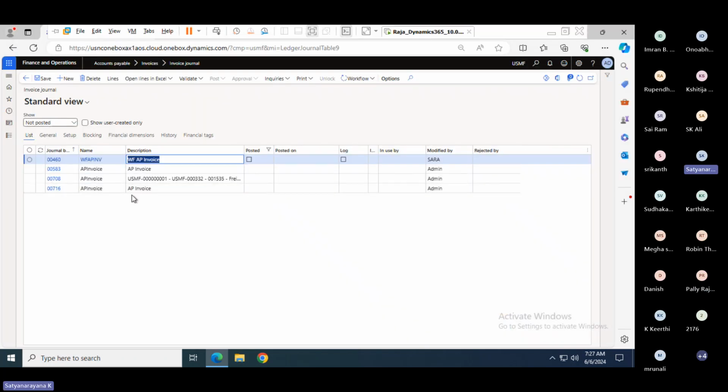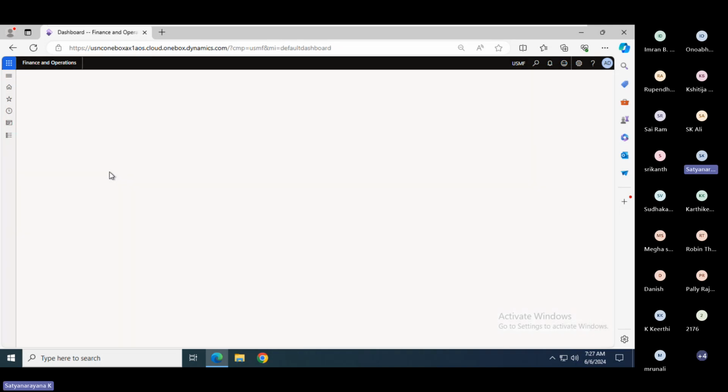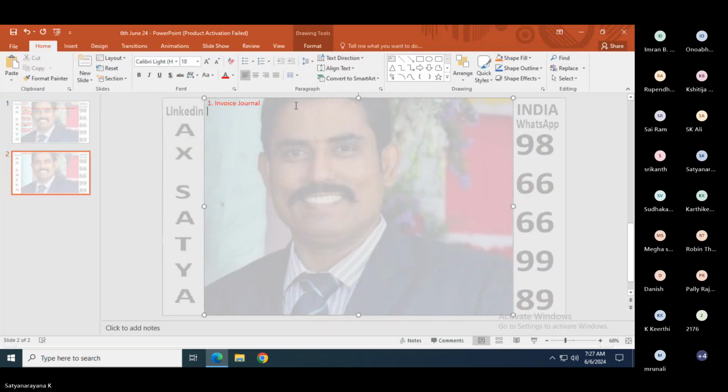Fine. So accounts payable module. Accounts payable module. Collapse all. Invoices. Invoice journal. So let me write down the path. Accounts payable module. Invoices. Invoice journal.